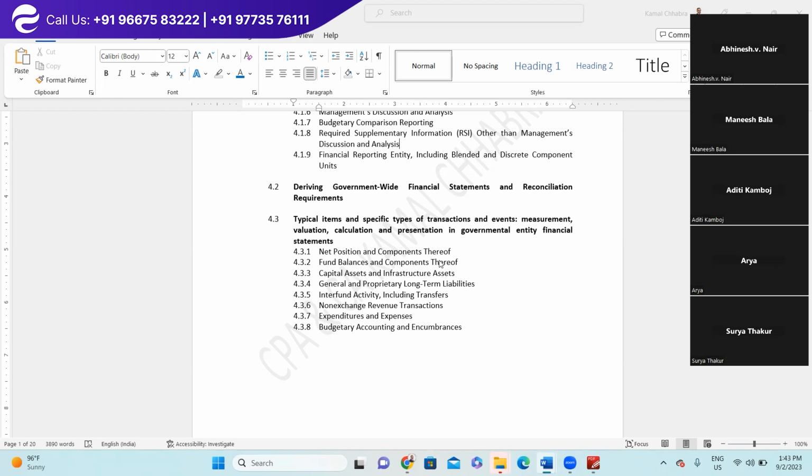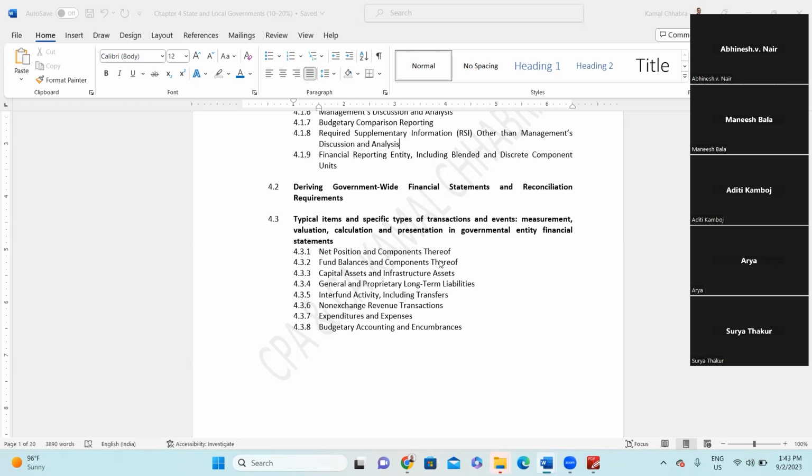Third one is capital assets and infrastructure assets. What is a capital asset? Capital asset is like your property, plant, and equipment, PP&E. Right? Infrastructure is your land, building, roads.